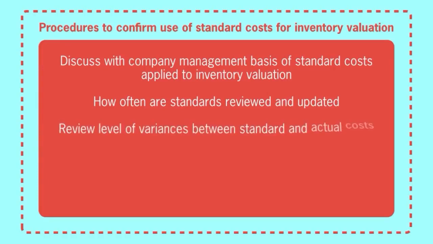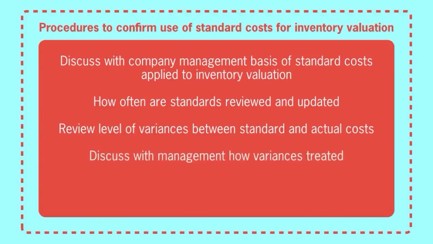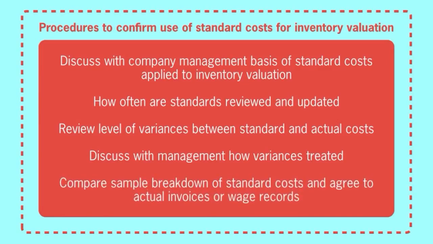The auditor should review the level of variances between standard costs and actual costs, and discuss with management how these variances are treated. The auditor should obtain a breakdown of the company's standard costs, and agree a sample of these costs to actual invoices or wage records to assess their reasonableness. This completes this section. This also completes our answer for this question.